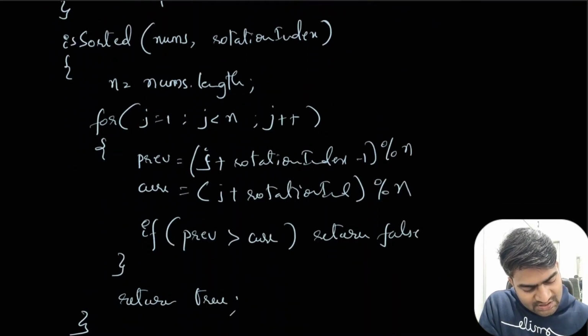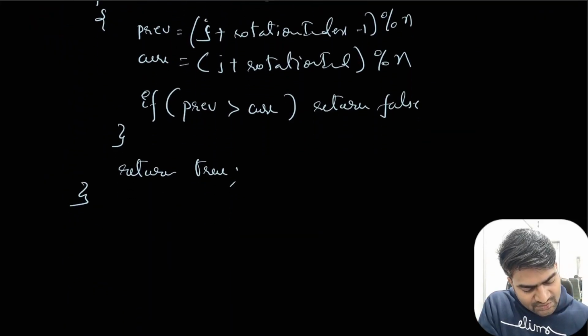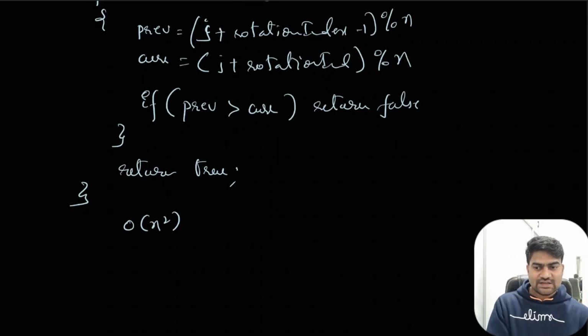So for each value, we already saw it is of order n square, because we are trying to generate all the possible combinations, and then we are checking whether it is sorted or not. Based on that, we are determining whether the array is sorted and rotated. So let's look at this code in action now.